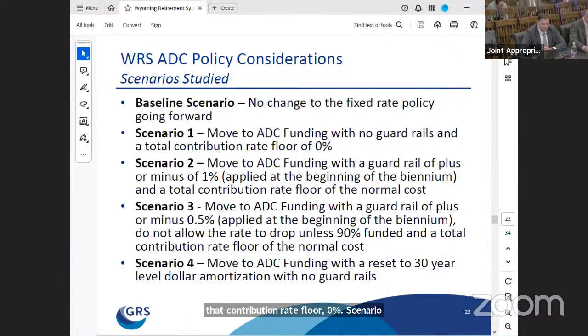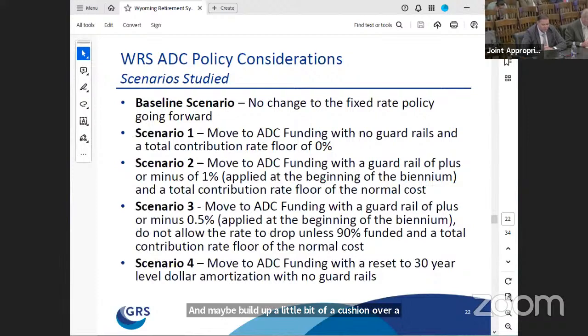Scenario 2 is moving to ADC funding with guardrails of plus or minus 1%. So basically, in any given 2-year biennium, the contribution would only change one time at the beginning of that budgeting period. And scenario 2 also sets a minimum contribution at the normal cost. And so basically it just says, if we reach over 100% funded, we're not going to pat ourselves on the back and give ourselves just a little bit of credit. We're going to just continue to pay that normal cost and maybe build up a little bit of a cushion over 100% funded, depending on how things play out.